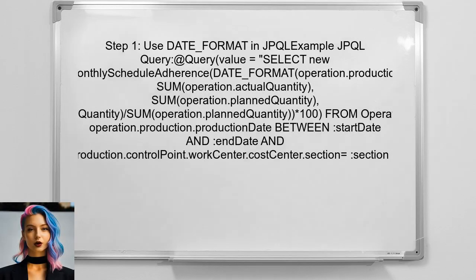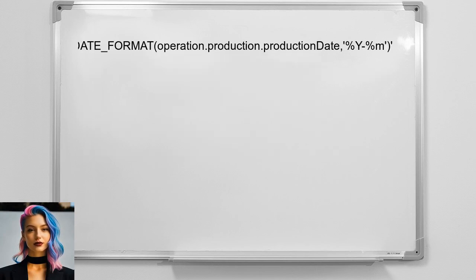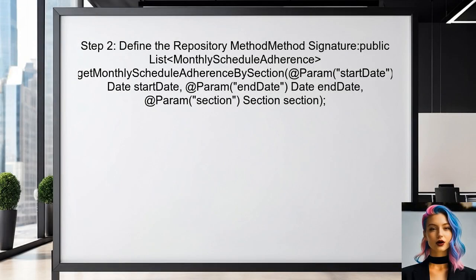To achieve the desired grouping by year and month in JPQL, the user can utilize the MySQL function date format directly within their JPQL query. This allows for grouping similar to the native SQL query. Next, the user needs to define the method in their repository interface. This method will accept parameters for the date range and section, allowing for dynamic queries based on user input.